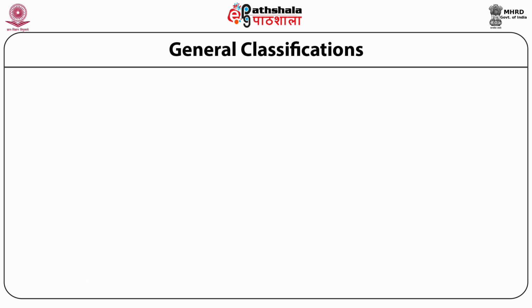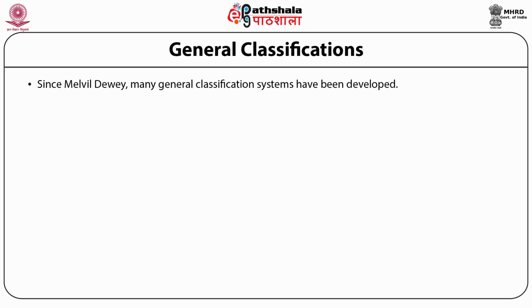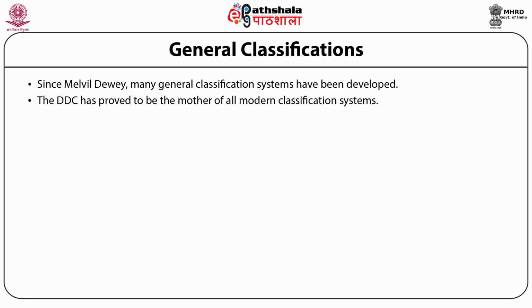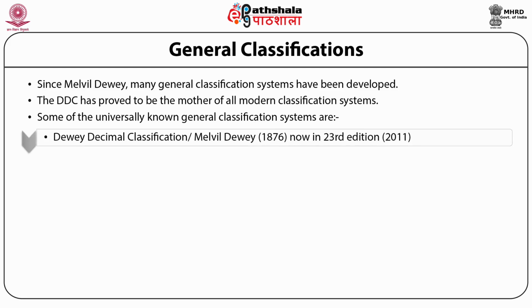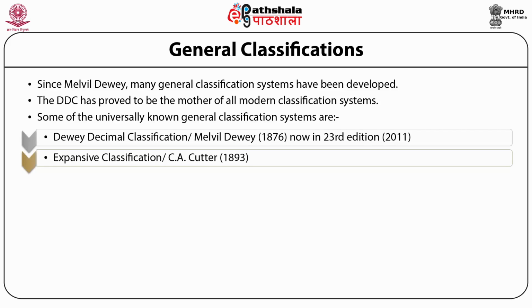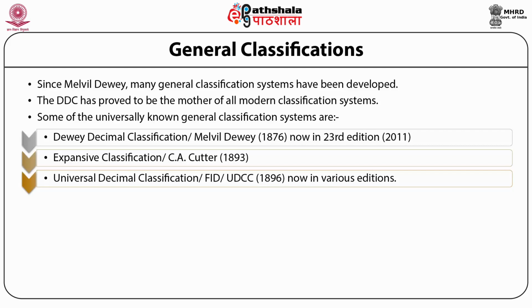General classification systems. Since Melville Dewey, many general classification systems have been developed and used. The DDC has proved to be the mother of all modern classification systems. Some of the universally known general classification systems are the Dewey Decimal Classification, invented by Melville Dewey in 1876, which is now in its 23rd edition, published in 2011. Expansive Classification by C.A. Cutter, published in 1893. UDC, that is Universal Decimal Classification, which was published in 1896 and is now in various editions.